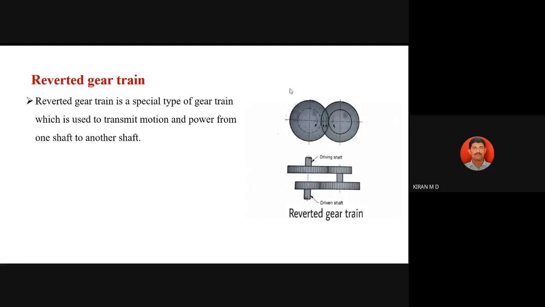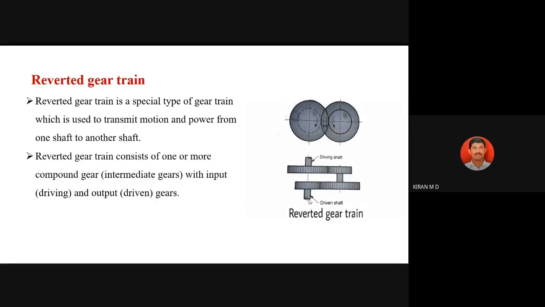Is it clear? Yes, sir. Both driver and driven are on the same axis. So this is one of the types of compound gear. In a compound gear, one shaft consists of two gears, and here also we use the same concept. That is what makes it different from the compound gear train.